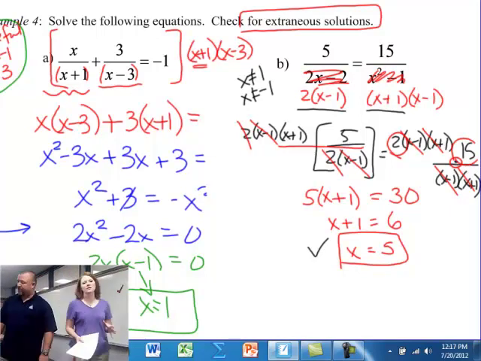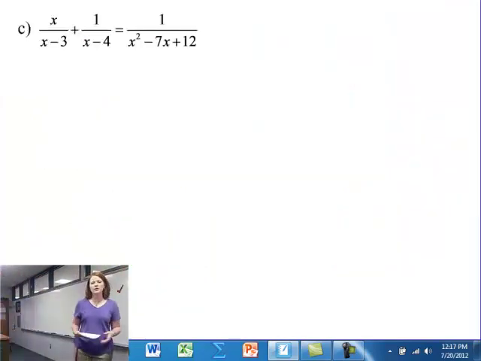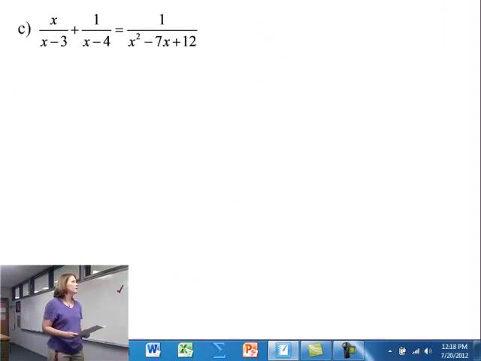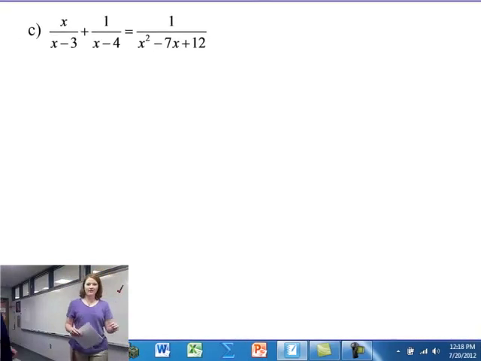Next example. Let's get going. I think we got a couple more. This would be a great place for you to pause the video and try the next two problems on your own. Make sure you can get the LCD, and make sure you can get the correct answers.